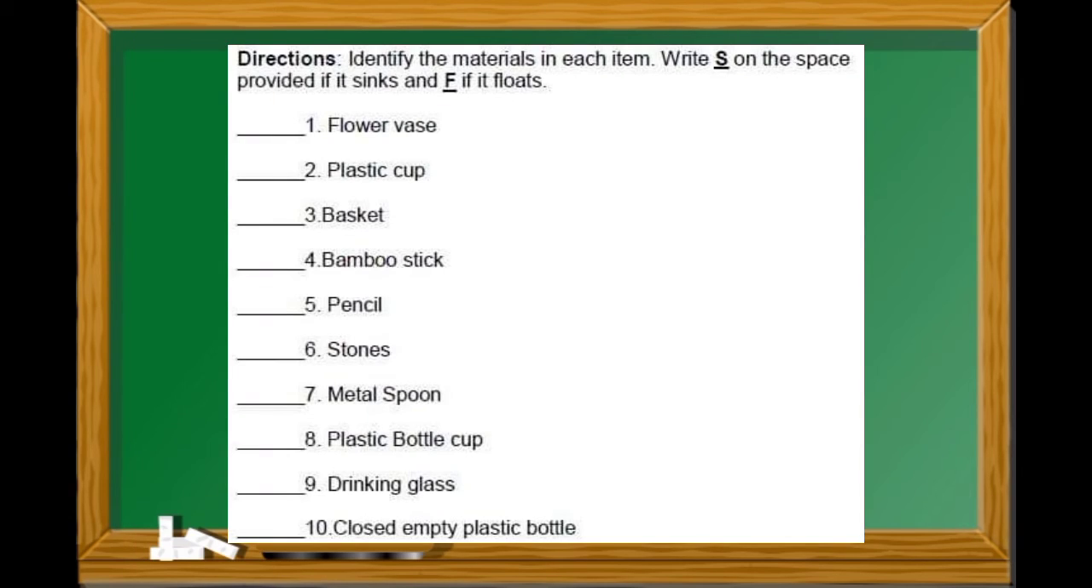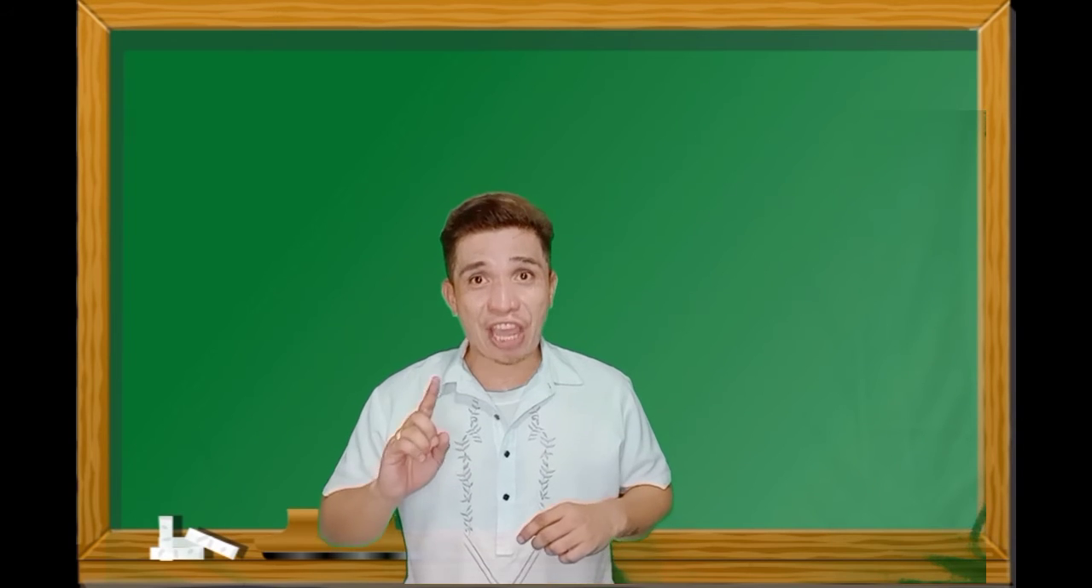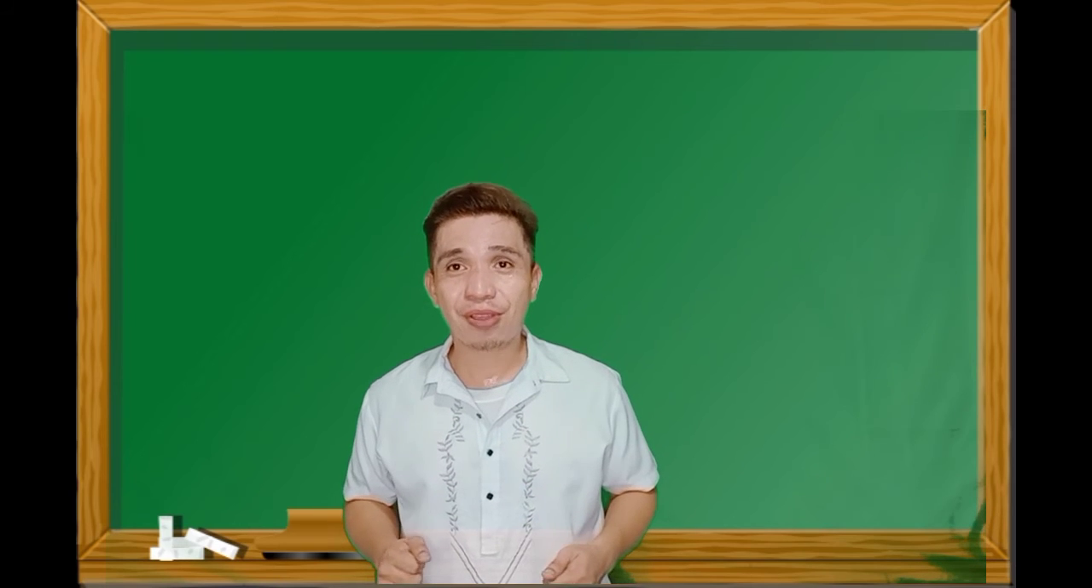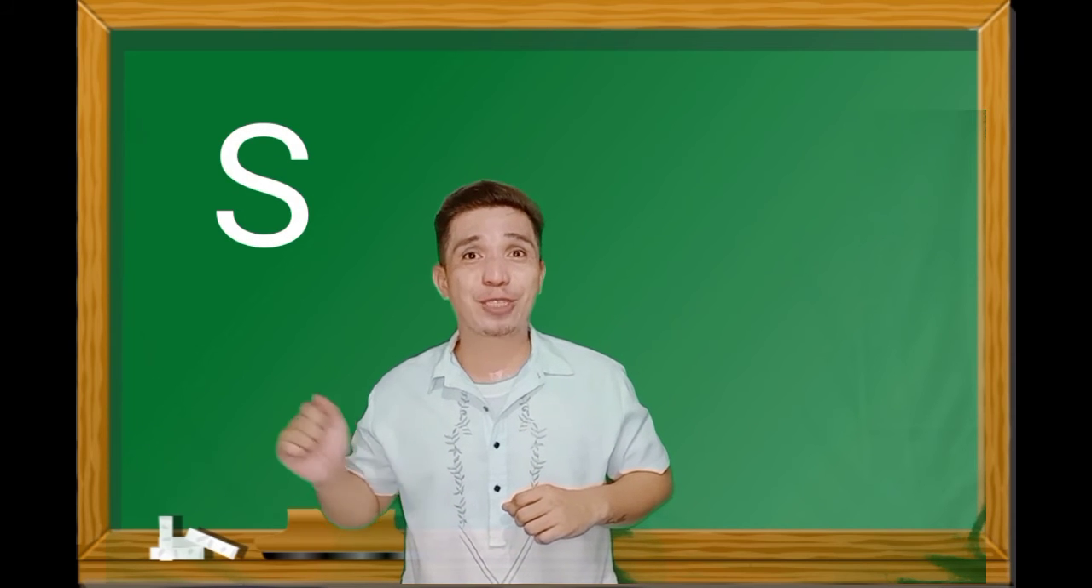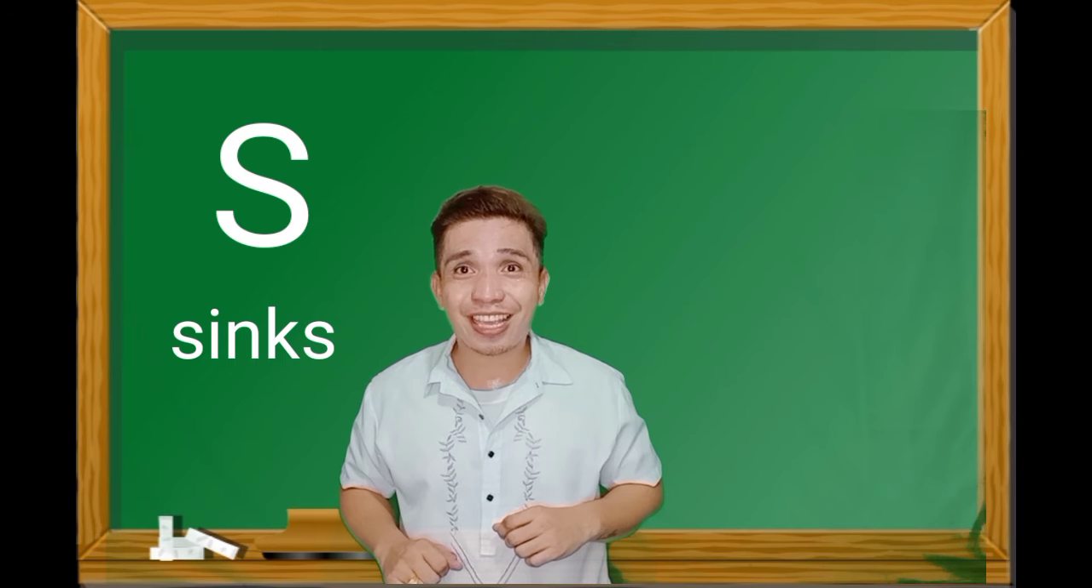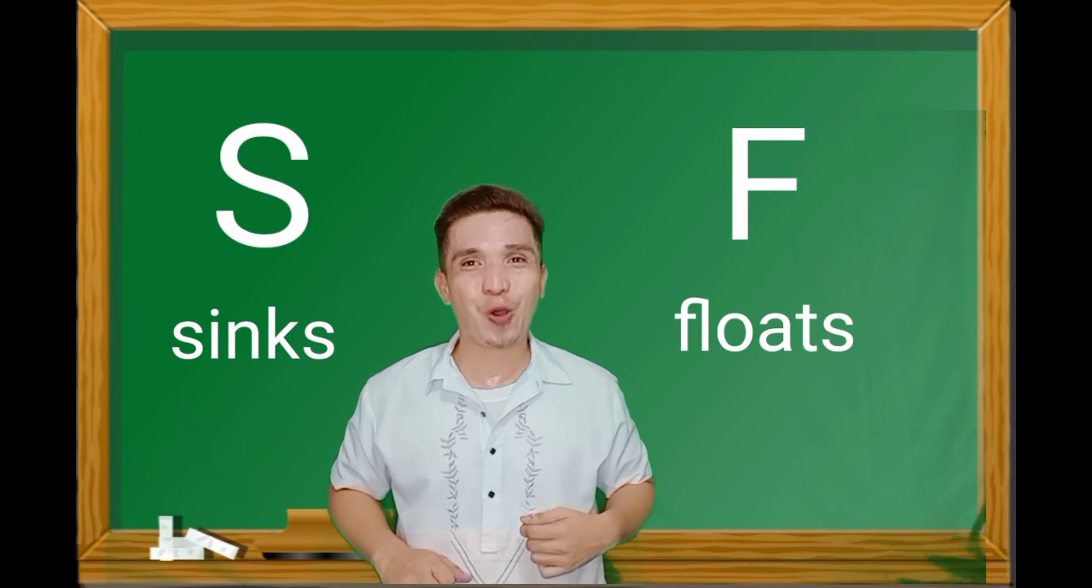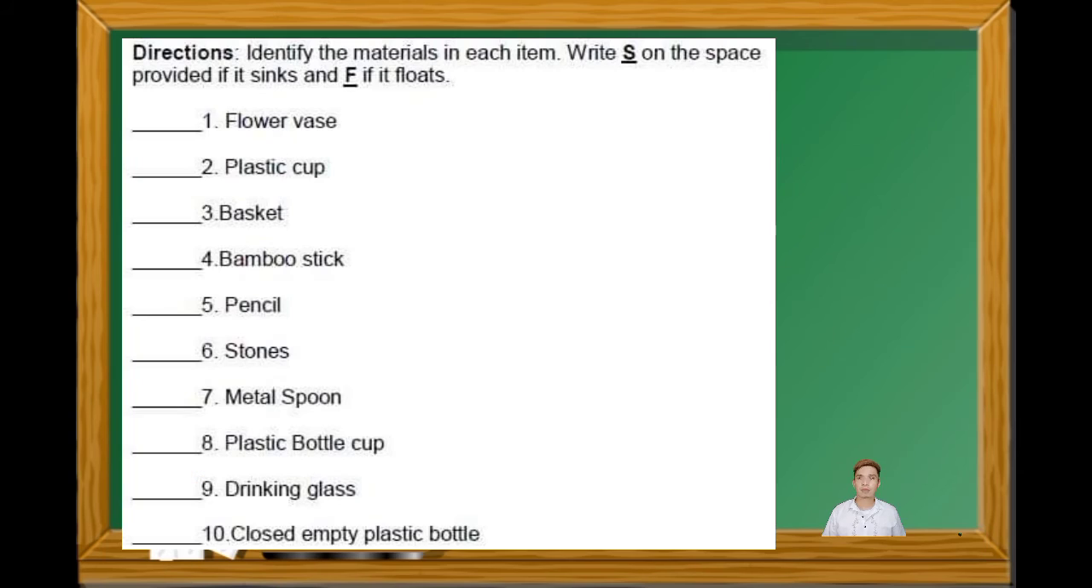This activity is intended for you to practice further in order to master the competency. Identify the materials in each item usually found inside our home. Write S on the space provided if it sinks, and F if it floats. Remember, you can always pause this video anytime so that you have enough time to answer this activity, or you have 10 seconds to answer. And this timer starts now.